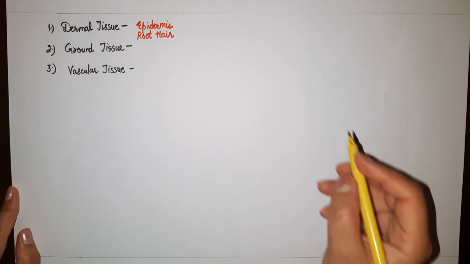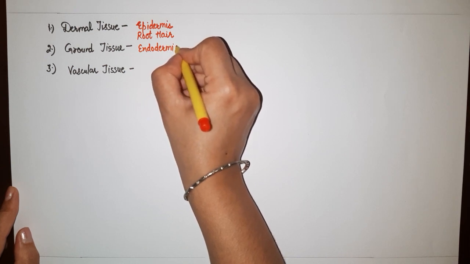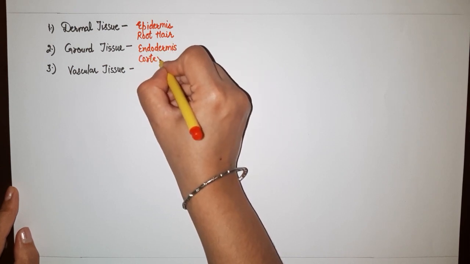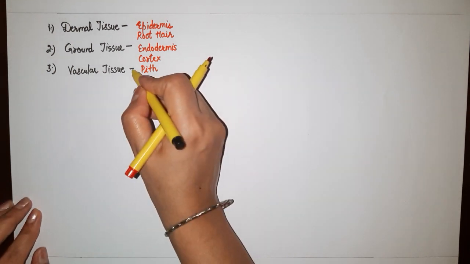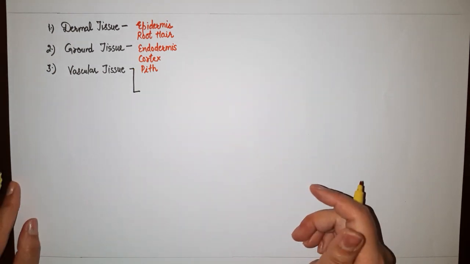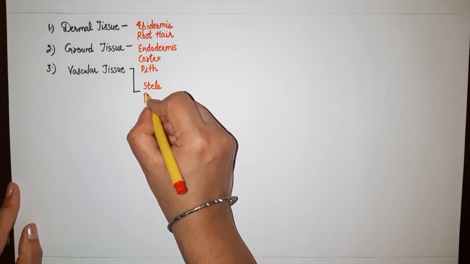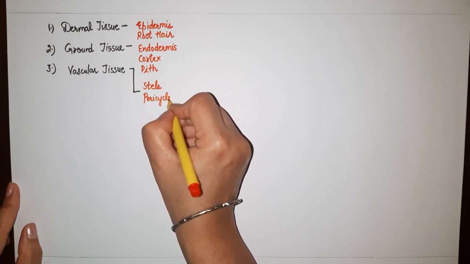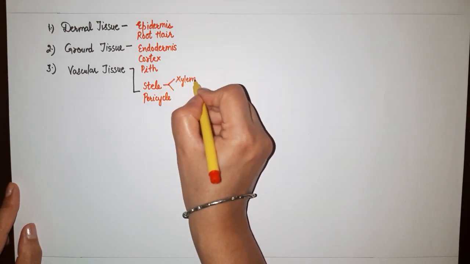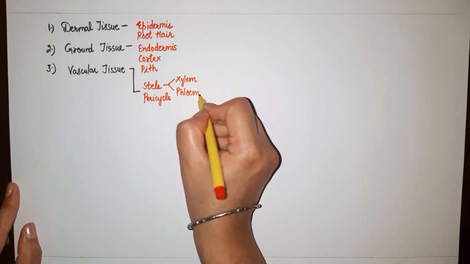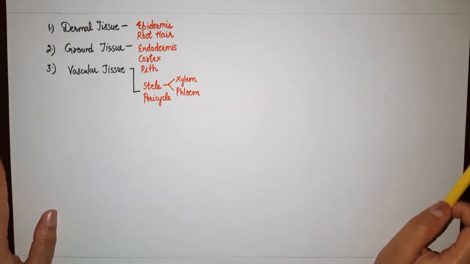Ground tissue is going to give rise to endodermis, cortex and pith, and vascular tissue is going to give rise to stele, pericycle, and stele includes xylem and phloem. Okay, so, these are the tissues which are going to develop finally in a root showing primary growth.